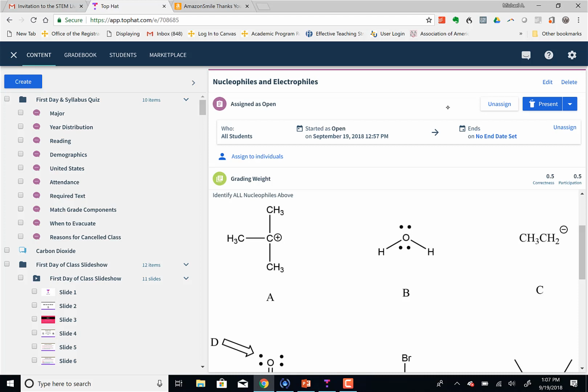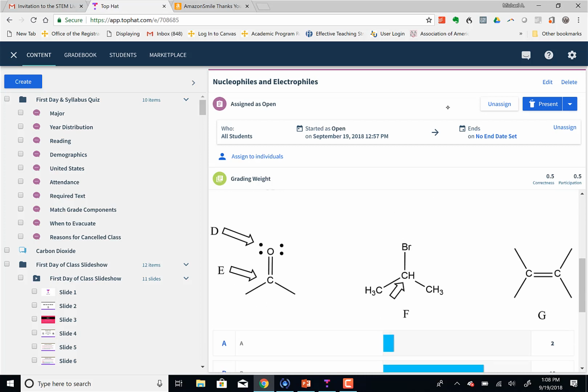B. Nucleophile. What makes the oxygen electron rich? Lone pairs. So it doesn't have to have a negative charge, it just has to have lone pairs to be electron rich. CH3, CH2 minus. Nucleophile because the carbon's going to have a lone pair to make it have a negative charge.